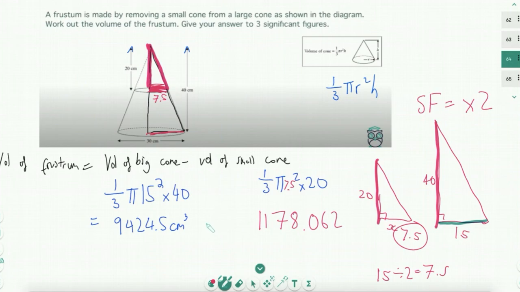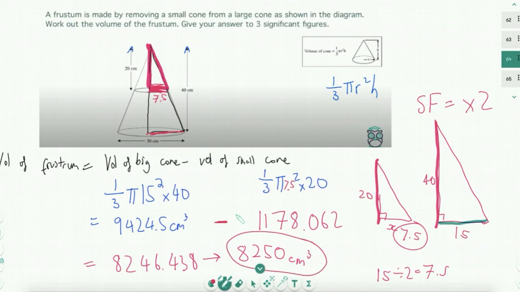And to find the volume of the frustum, we'll subtract them. So 9424.5 minus 1178.062 is 8246.438. And we'll round this to 3 significant figures, which is going to be 8250 centimeters cubed. And that's our answer to our challenge problem.